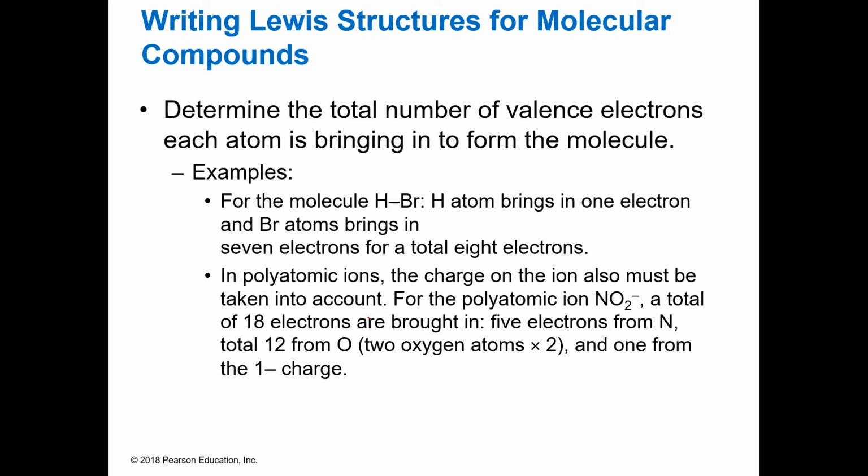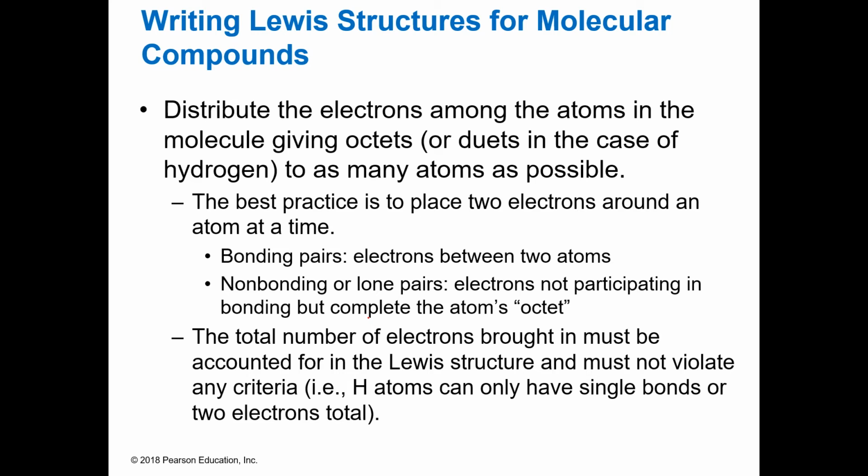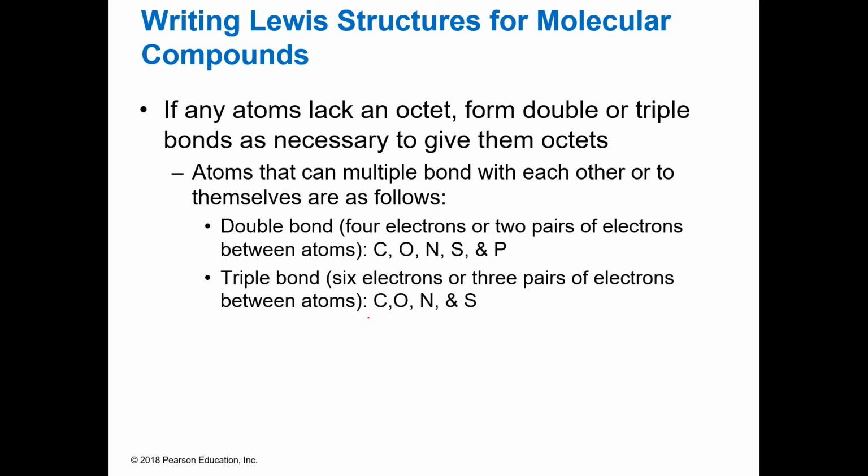So when we're drawing our Lewis structures, the first thing we're going to do is determine the total number of valence electrons. And rather than read through this, I'm just going to show you. Then we're going to distribute those valence electrons. We're going to start with the outer atoms and then focus on the central atom. And then if we don't have 8 around our central atom, we're going to look at forming a multiple bond.